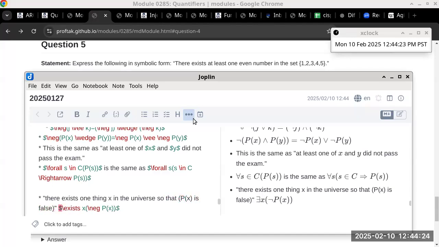Mm-hmm. Yeah. But I think this is better.